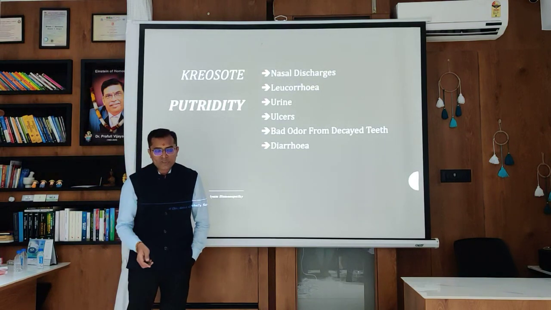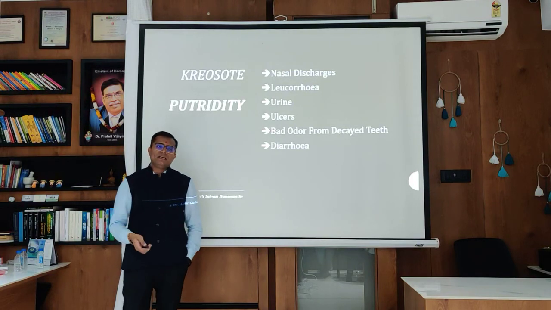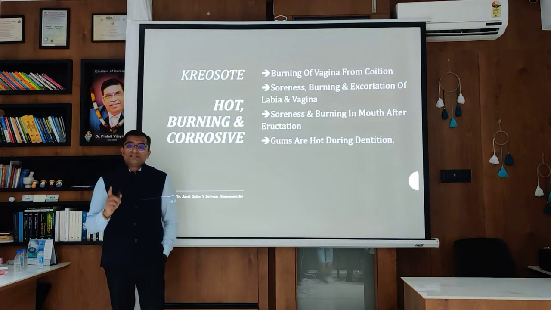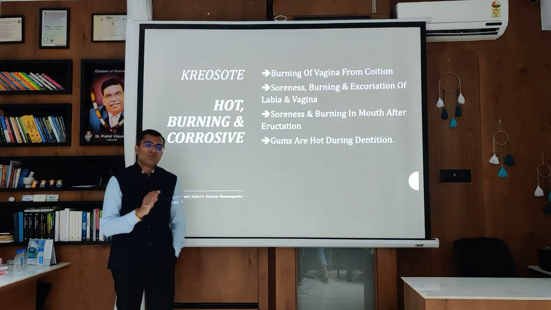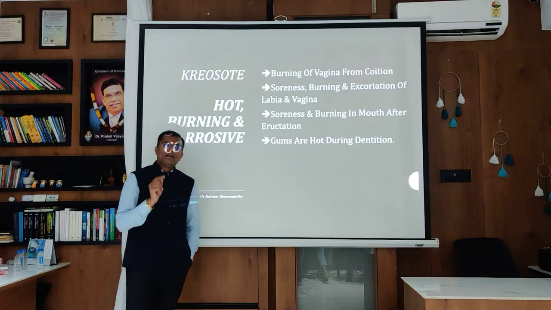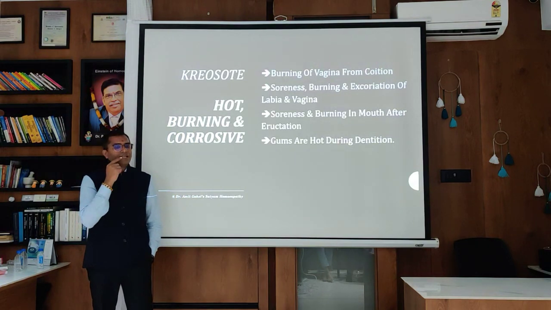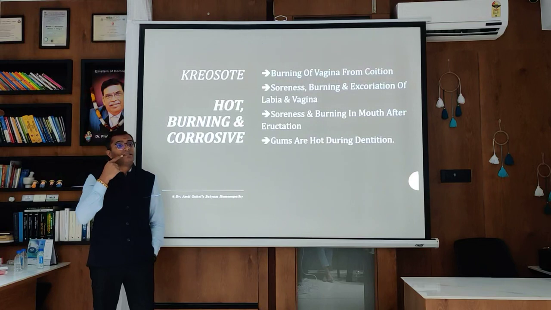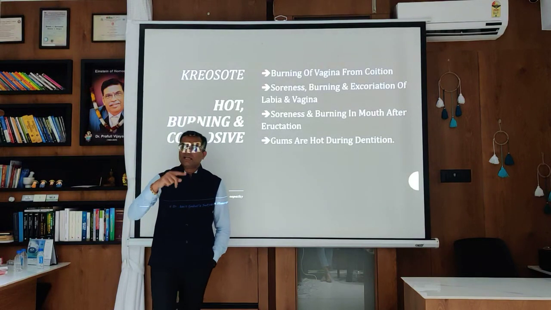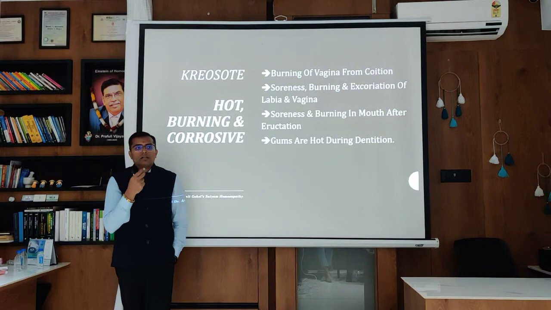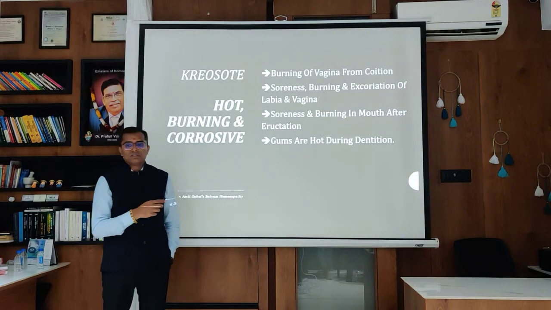Putridity in all the discharges. It can be nasal discharge, leucorrhea, urine, ulcers, bad odor from decayed teeth, or any of the excretions of the body. It can be diarrhea, it can be stool, anything. So it is putridity. The discharge is hot, which burns and corrodes the particular part mostly. That leads to soreness, burning, excoriation of the particular part. Redness is the indication. It can be anywhere, any orifice. Saliva gets corroding, so there may be cracks here and redness there. If a female has leucorrhea, the labia majora get corroded and there is redness. If there is a nasal discharge, the nares are corroding with redness. So this is the burning, corroding discharge.